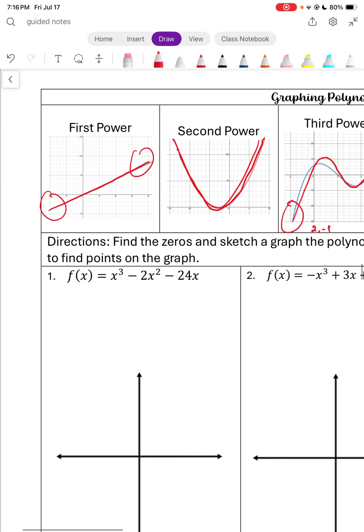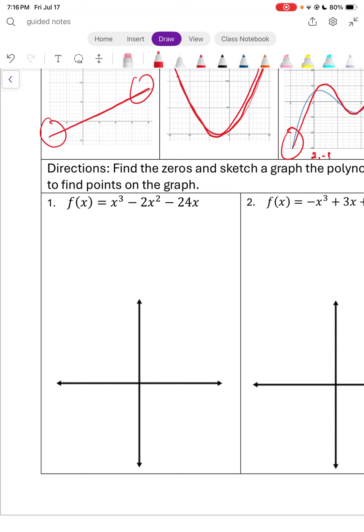So let's graph some of these, and we're going to sketch these graphs. We're not going to actually graph them because these things take a good while, and if we're actually going to graph, most of the time we're going to use some sort of graphing technology. Okay, so for the first thing we're going to do, we're actually going to factor these things. Once we find the factors, we can set them equal to 0, and we can find our x-intercepts, or what we call our zeros.